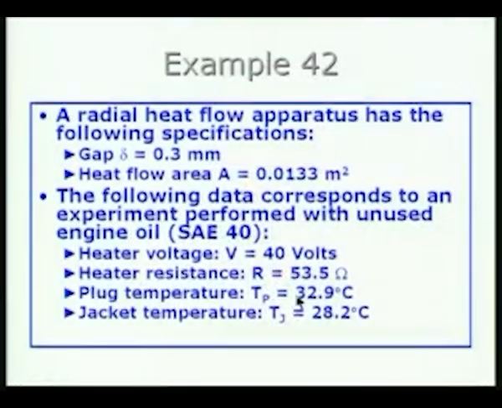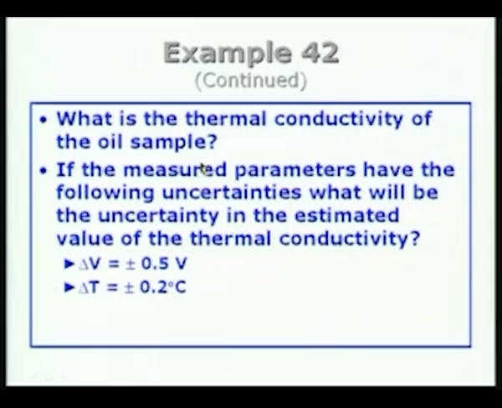The plug temperature is measured and the jacket temperature is also measured, and the two measurements are given: 32.9 for the plug temperature and the jacket temperature is 28.2. So, you see that the difference in temperature between these two is the driving potential for the heat transfer. So, we are asked to find out the thermal conductivity of this oil sample, and also we would like to find out what the errors in the measurement are. We are interested in finding out the error bar on the thermal conductivity, given that the following uncertainties in the values which are measured are given.